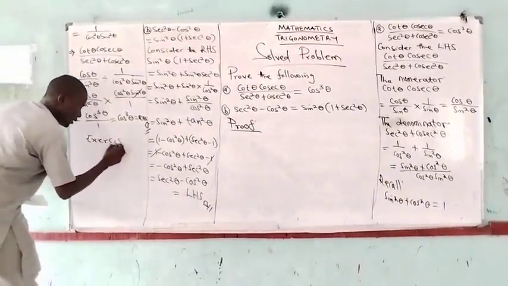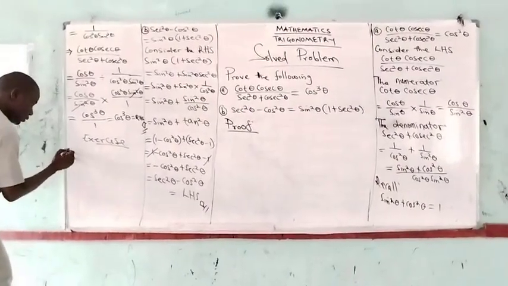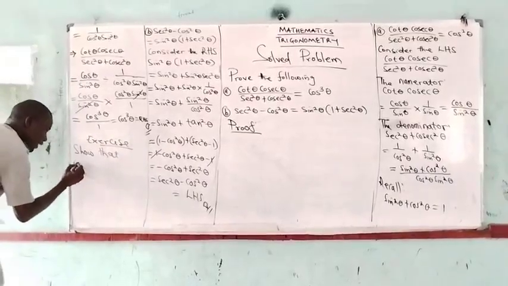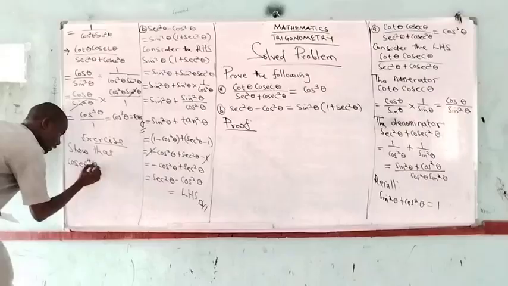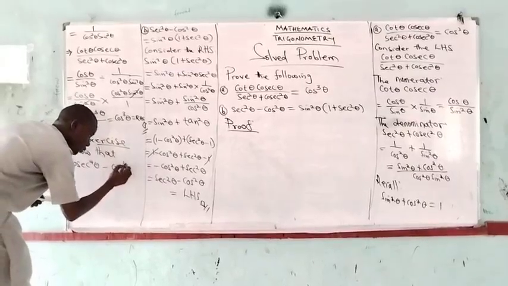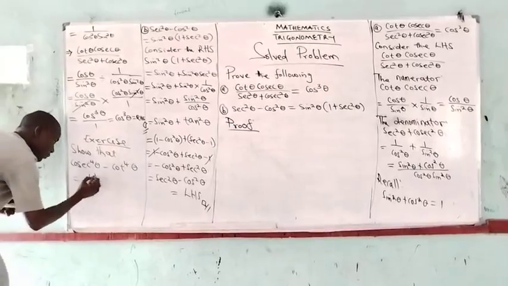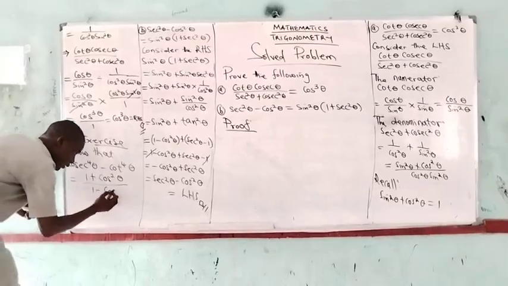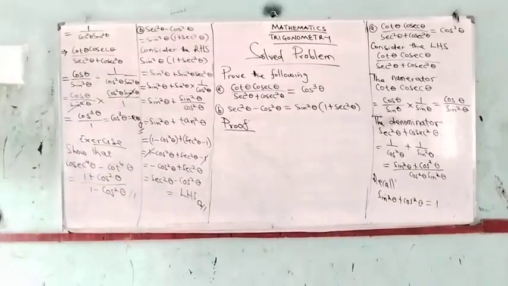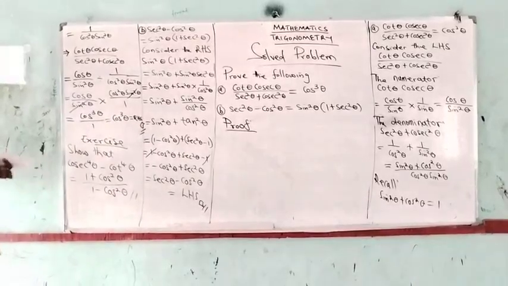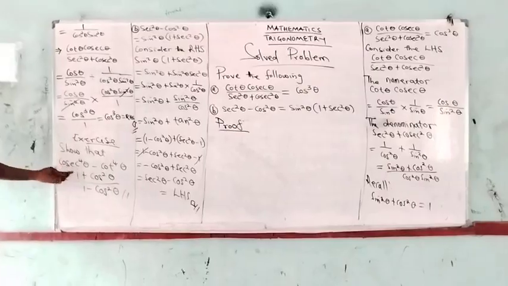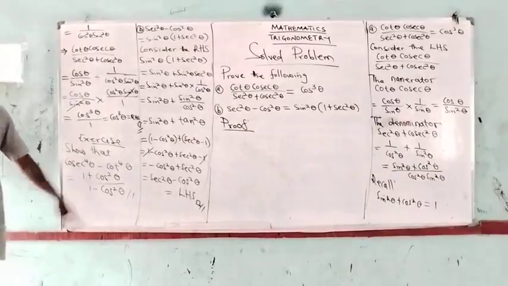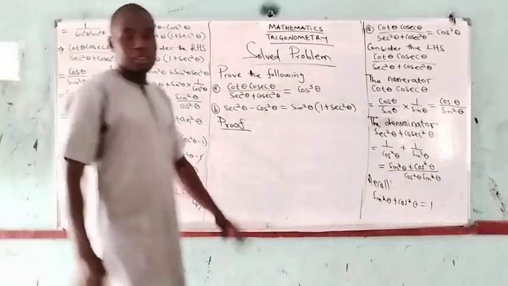So consider this as an exercise. Show that cosec to the fourth theta minus cot to the fourth theta is equal to 1 plus cos square theta divided by 1 minus cos square theta. So this exercise is very simple. Yes, show that cosec to the fourth theta minus cot to the fourth theta is equal to 1 plus cos square theta divided by 1 minus cos square theta. So thank you very much.